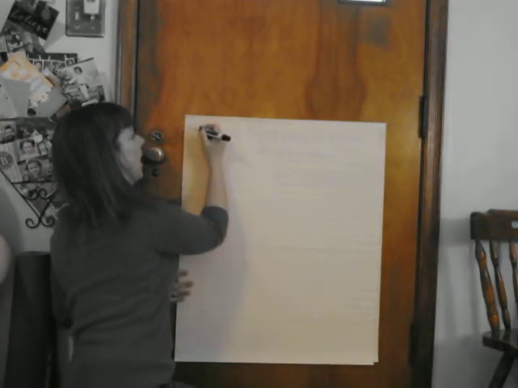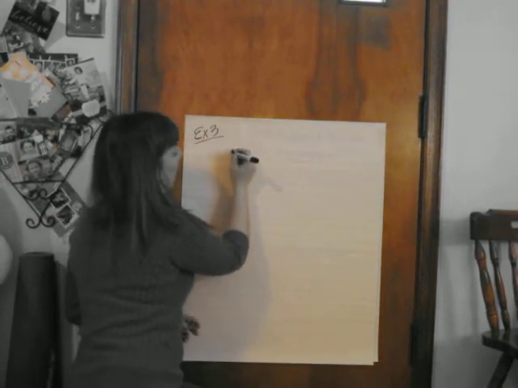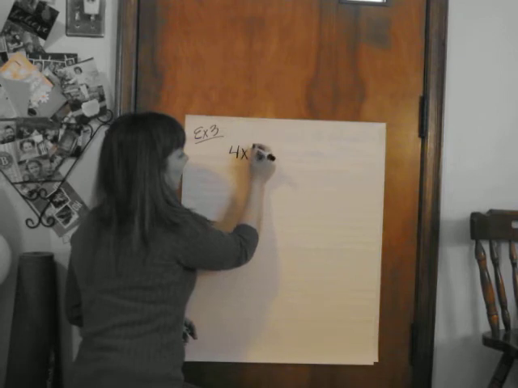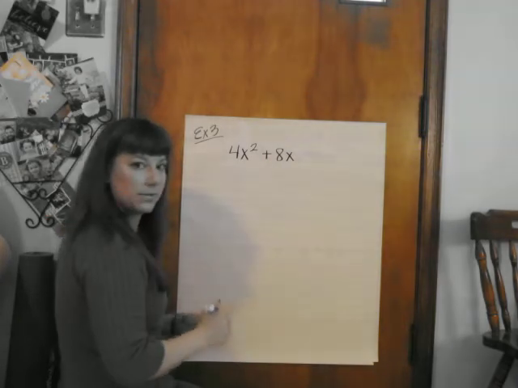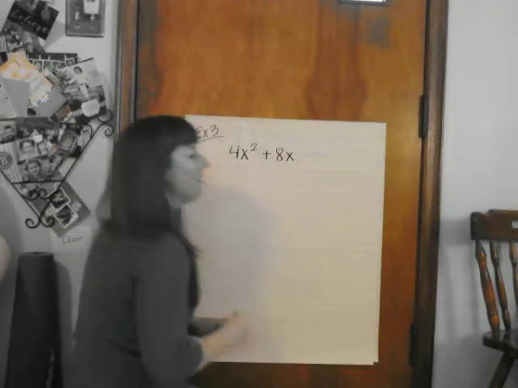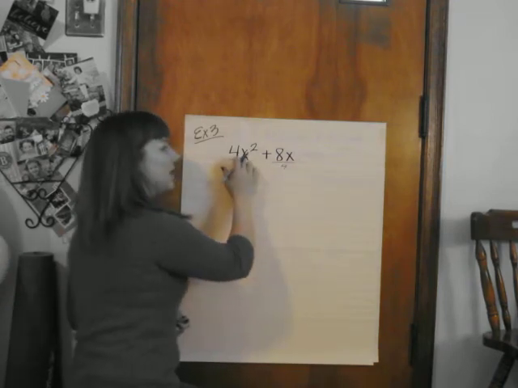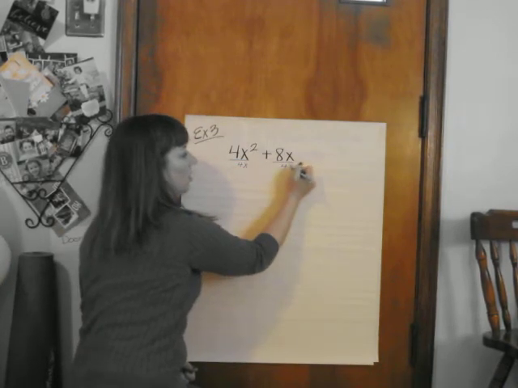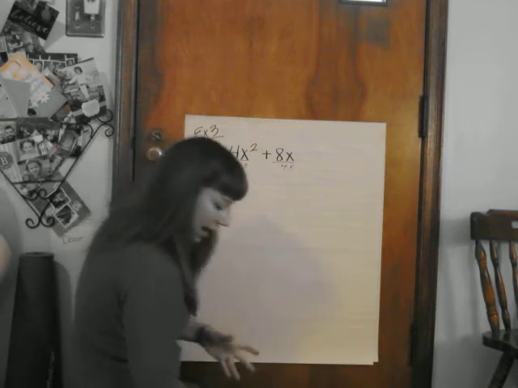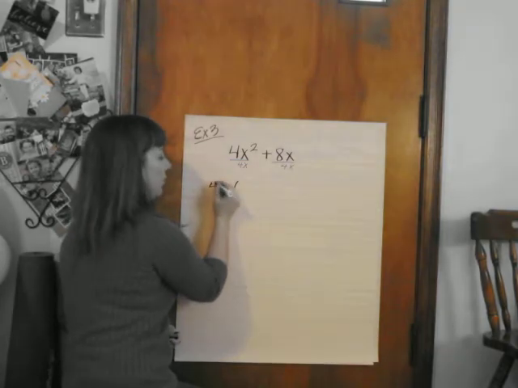Okay. Now, let's make it a little bit more complex. Let's say I have something like 4x squared plus 8x. Well, in this case, 4 and 8 are both divisible by 4. But x squared and x both have a factor of x. So when I actually divide out, what am I going to put on the outside of my parenthesis? I'm going to put what I'm dividing by, which is 4x.